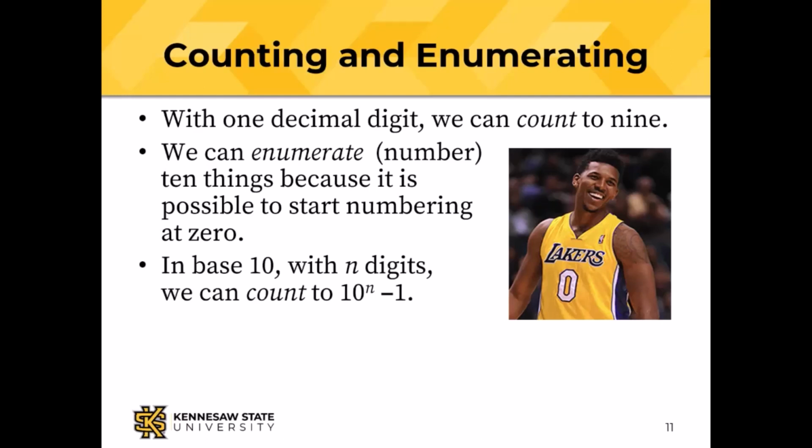I can count with n digits, where n is any number. I can count to 10 to the nth power minus 1. So if I have 3 digits, 10 to the third is 1,000. But I can only count up to 999, right? But I can enumerate 10 to the n things because I can number something with a 0.